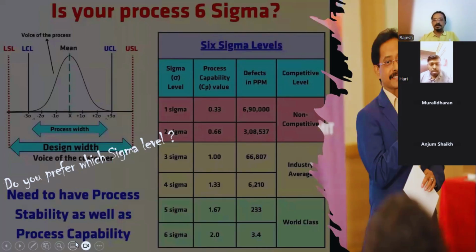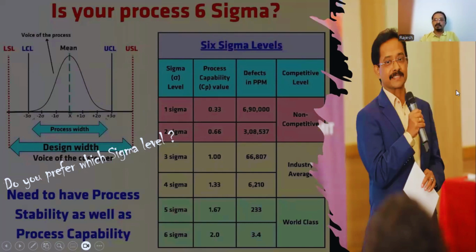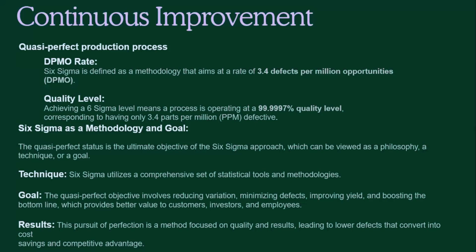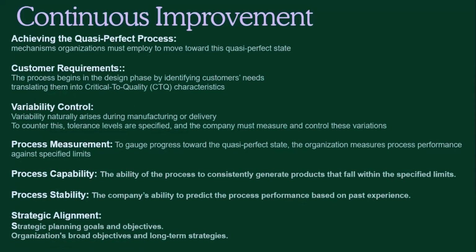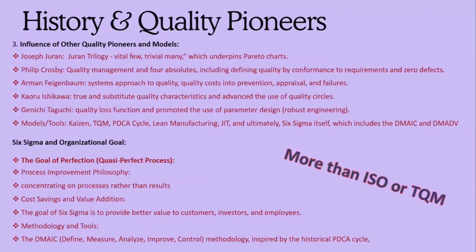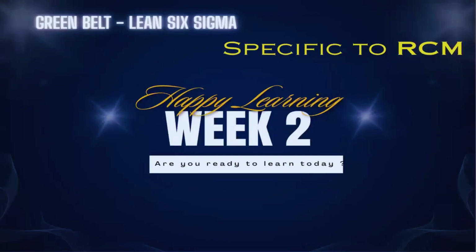When you are processing at Three Sigma level, what do you need to do? You have to revamp your process completely. You have to dismantle it and then set the process right. That is one way. The second thing we covered is the quality part, why we calculate DPMO, and the technique to reach there. We also covered who the quality pioneers were who started Lean Six Sigma.